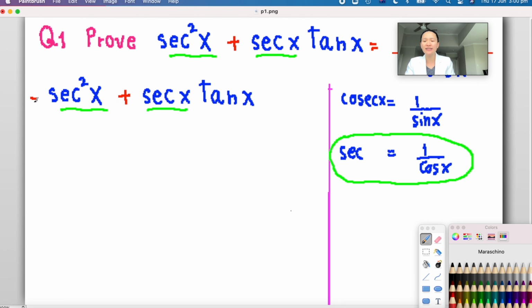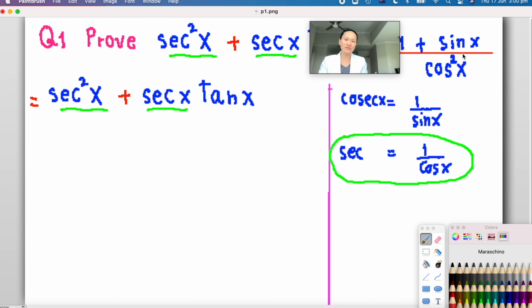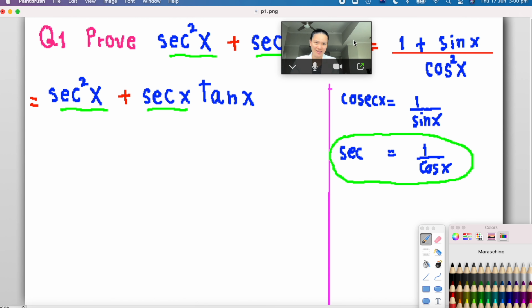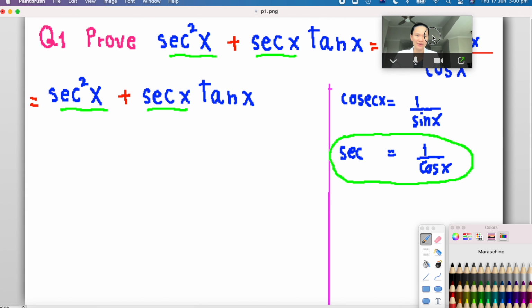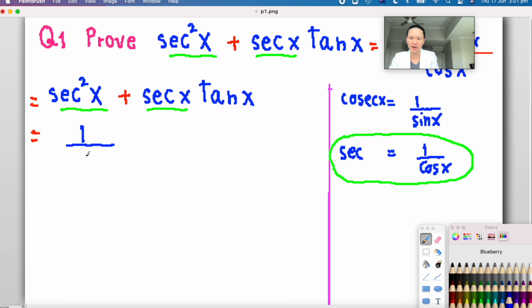If we have done it correctly, the answer has to be 1 plus sine x divided by cos x squared. Alright, from here, what do I know? Can you help me please? I know that sec equals 1 over cos x. So of course, sec x squared equals 1 divided by cos x squared. Does it make sense? Go to the next one.